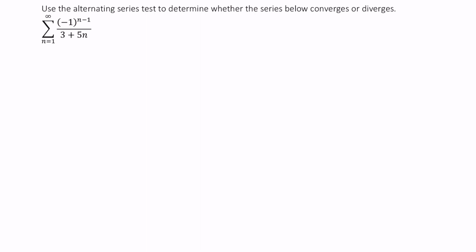So the first thing I'm going to do is give us a quick little rewrite. This is the sum from 1 to infinity of negative 1 to the n minus 1 power times 1 over 3 plus 5n. The only reason I did this rewrite, you don't even have to do this, is to make it clear that this part here is separate from the alternating portion. And that's what we want to look at. So let b sub n equal 1 over 3 plus 5n.